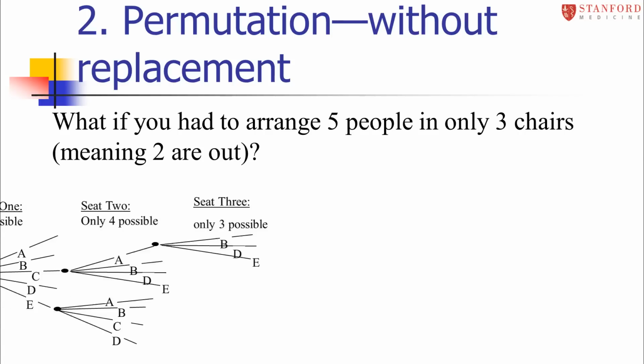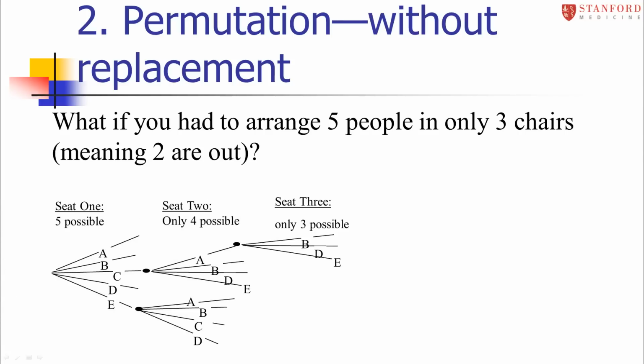So in the first chair, there are 5 possible people that we can put in the first chair. In the second chair, there are 4 possibilities. In the third chair, there are 3 possibilities. And then whoever doesn't make those first 3 seats is out, so we don't have to keep going. So the number of different ways we can arrange 5 people in 3 chairs is just 5 times 4 times 3. So it's like a factorial, but notice we're truncating it before we get to the end of the factorial. So it's just slightly different.